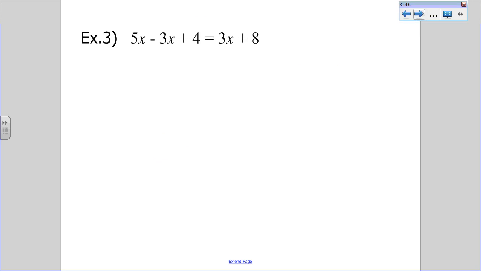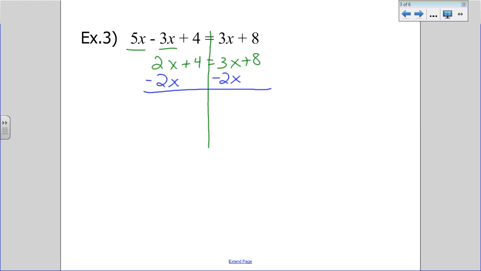If we take a look at number 3, there's no simplifying to do as far as distribution, but we do have like terms to combine here. So we have 5x minus 3x is 2x plus 4 is equal to 3x plus 8. It doesn't matter which side x ends up on, but right now I do have 2 x's. So I'm going to take this 2x and subtract it from each side. This is the only time I'm changing the signs on these. Here I kept it the same because they were on the same side. If I'm moving it to the opposite side of the equation, I use opposite signs to cancel it out. So we have 4 is equal to x, or 1x, if you think of 3 minus 2 is 1.